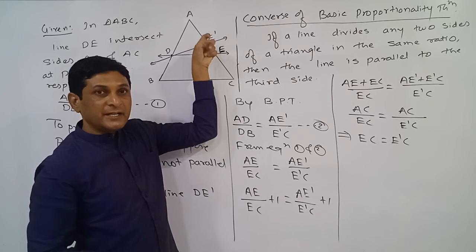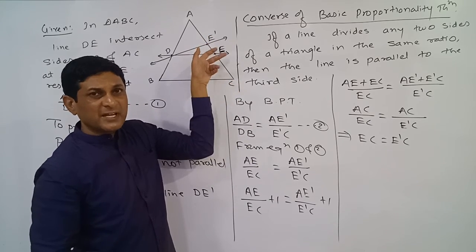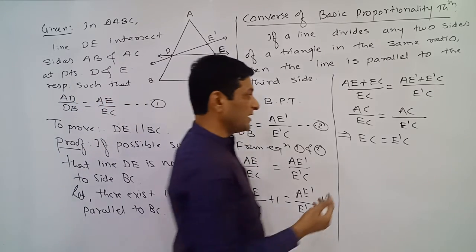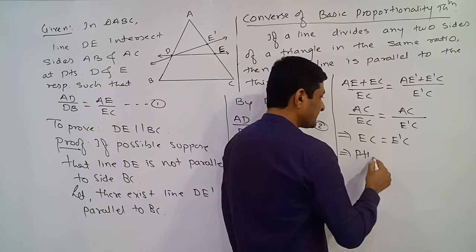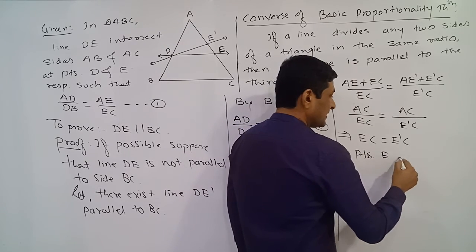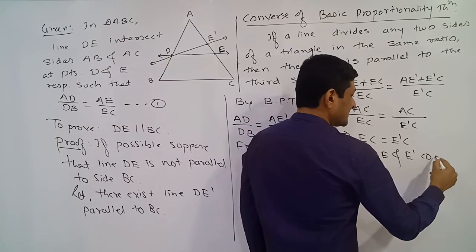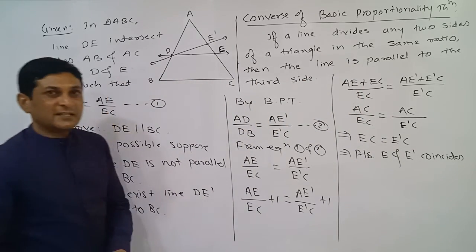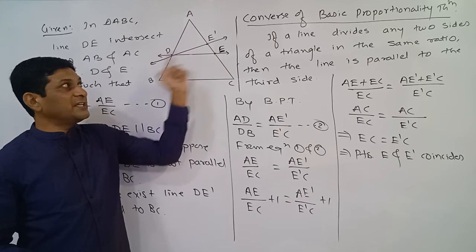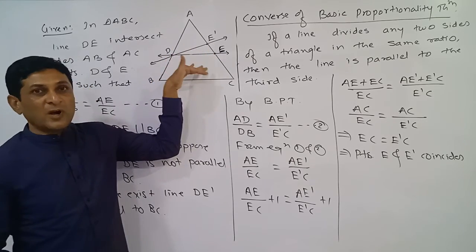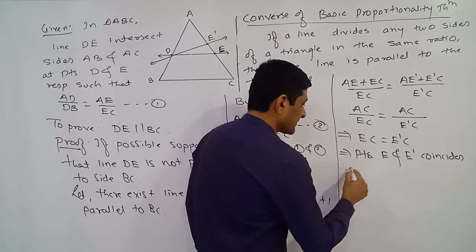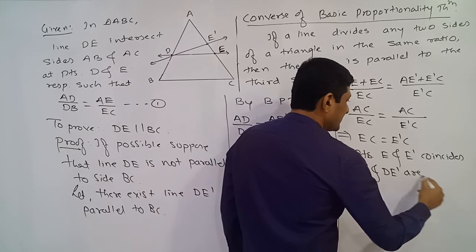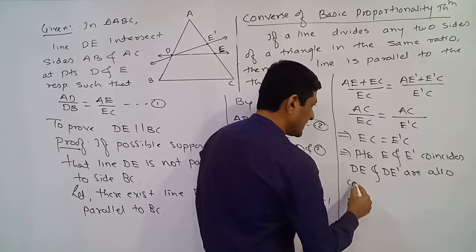If the distance of point E and E dash from point C is exactly the same, then these two points should be one and the same. Meaning these two points are coincident points. So this implies that points E and E dash coincide. And if these two points coincide, then E and E dash are one point, so DE and DE dash also coincide.